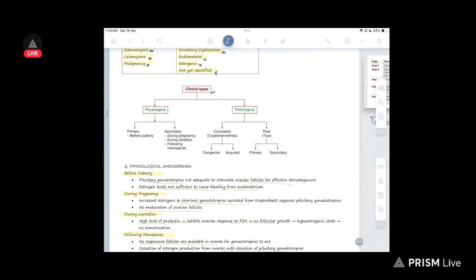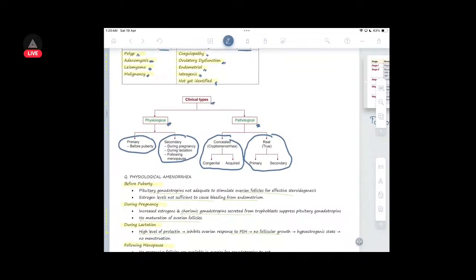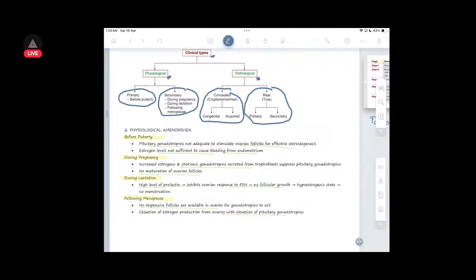So clinically the types here are physiological and pathological. Physiological is before puberty and during pregnancy, lactation, and following menopause. Pathological is concealed, which is cryptomenorrhea, congenital or acquired, and you'll have two types, which are primary and secondary. Physiological amenorrhea is primary before puberty, secondary during pregnancy.